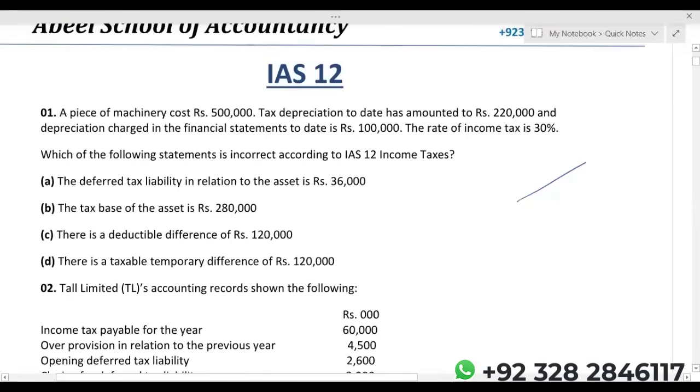Now let's see. A piece of machinery cost 5 lakh. Tax depreciation to date has amounted to 2,20,000, and the depreciation charge in the financial statements is 1 lakh. The rate of tax is 30%. Which of the following statements is incorrect in accordance with IAS 12?